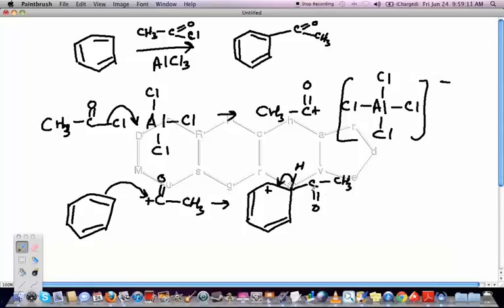Then we lose the H plus, and we always lose the hydrogen that's on the same carbon as the group that got attached. And that gives us our final product. Alright, there you go, that's Friedel-Crafts acylation reaction.